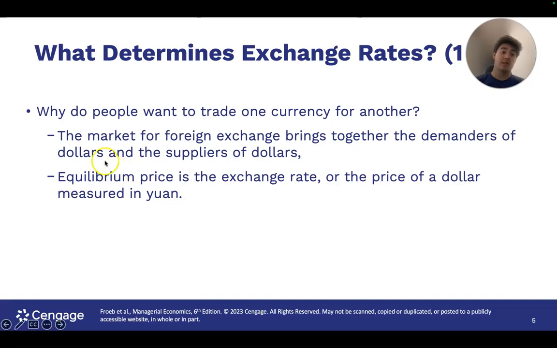And so basically, the market for the foreign exchange brings together the demanders of dollars and the suppliers of dollars. So if you want to exchange your euros into dollars, this is how you would do it. And the equilibrium price is the exchange rate. So that tells you how much $1 is worth in another currency. And for this example, they're talking about the dollar measured in wons. This also goes to euros, pesos, wons, yens, any other currency.